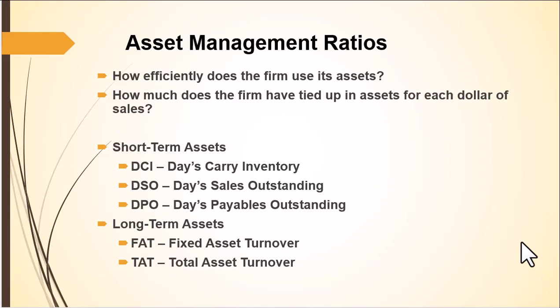This is, on average, how many days does inventory sit on the shelf? DSO, days sales outstanding: on average, how long does it take people to pay us the money they owe us when they purchase from us? And DPO, days payables outstanding: how long does it take for us to pay our creditors?